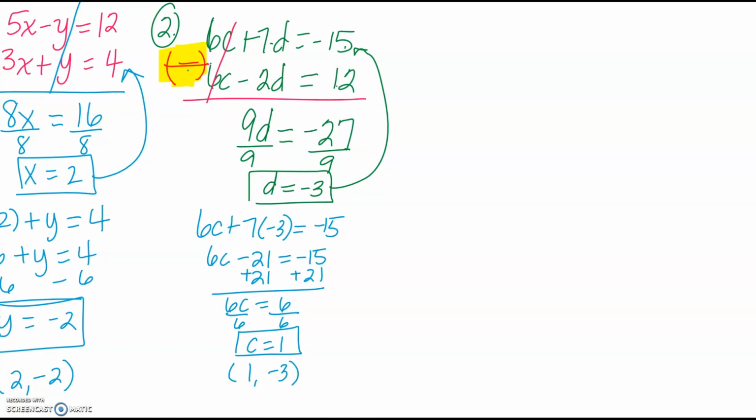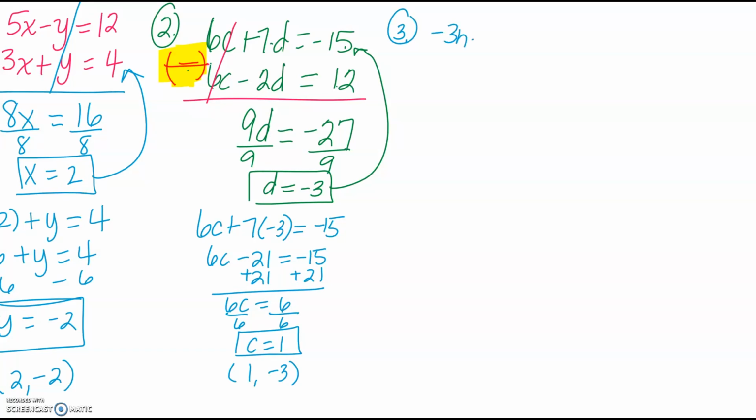Again, you can plug that in and check it out. If I plug it into the first one, I get 6 times 1 is 6, plus 7 times negative 3 is negative 21, and 6 plus negative 21 is negative 15. Okay, let's go to the third one.